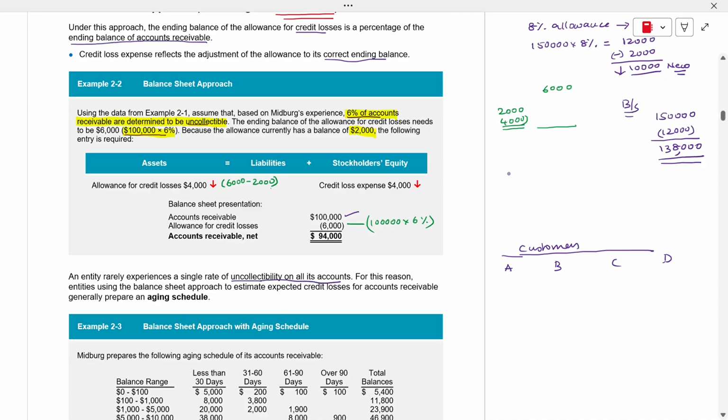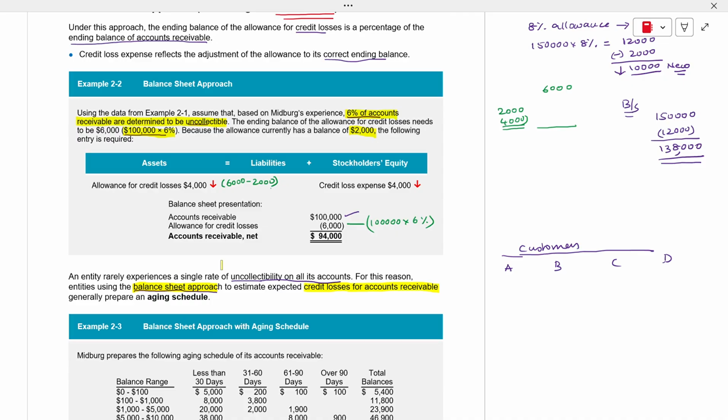For this reason, entities use the balance sheet approach. We are not using the income approach. We use the balance sheet approach to estimate the expected credit losses for accounts receivable. There are two methods: the income statement method, which is percentage of sales, and the balance sheet approach, which is percentage of receivables.